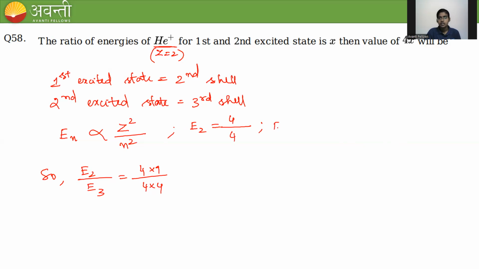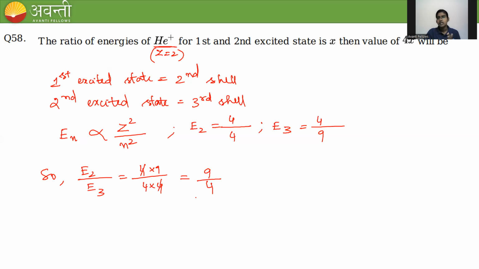And for E3, the atomic number is going to be the same, so it is 4 divided by, but n square will be 3 square, right? So it is 9. Now when we take the ratio, we will get like this. And we are getting E2 by E3 as 9 by 4. Got it?